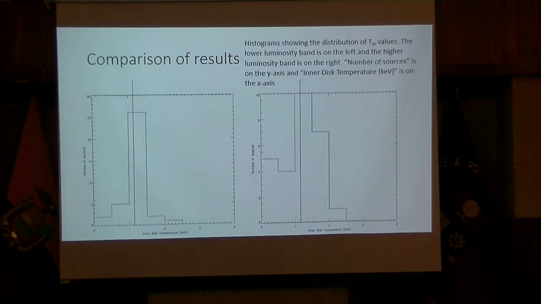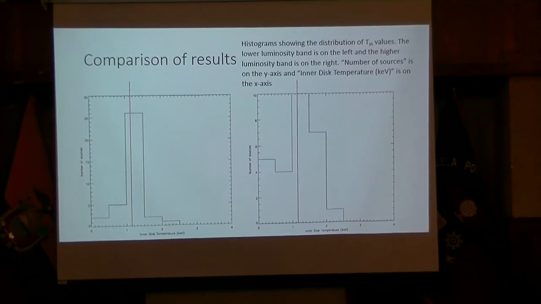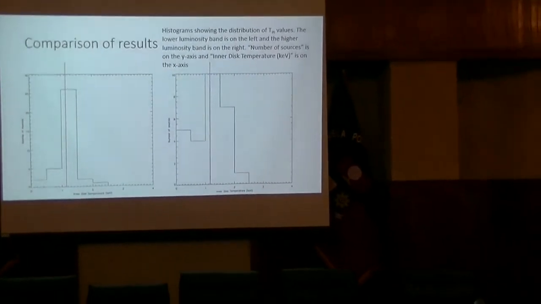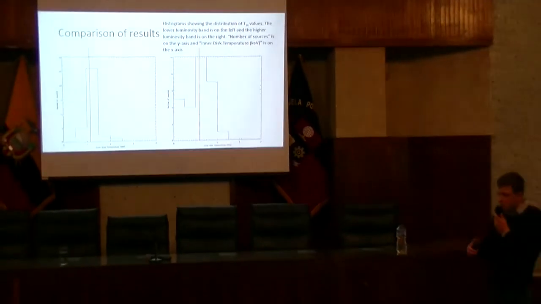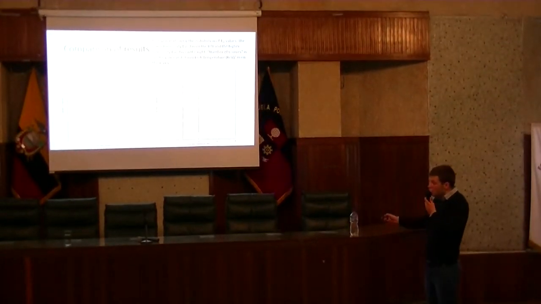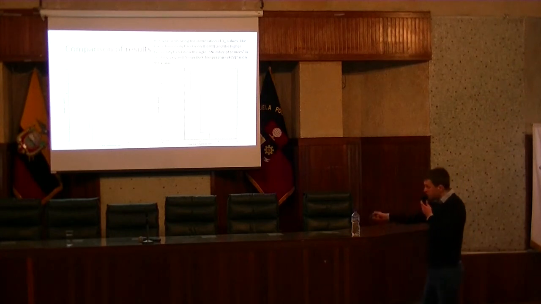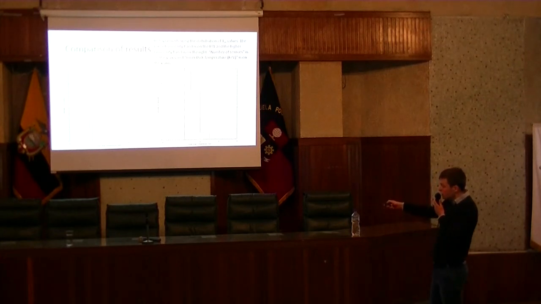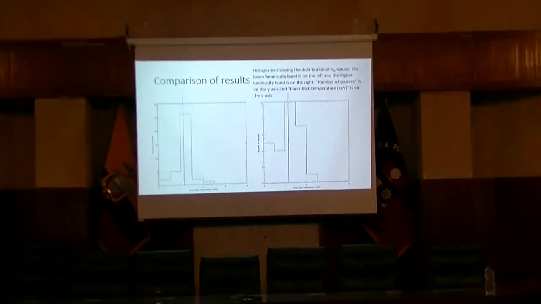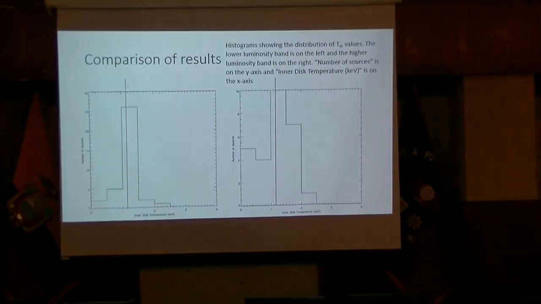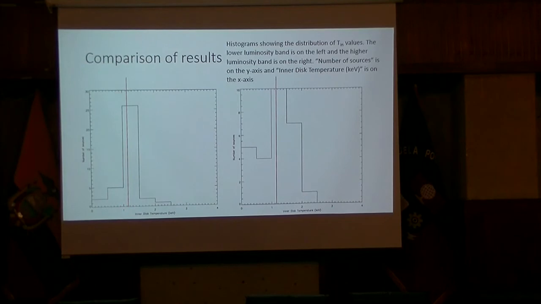So the next step I did was compare the distributions of the values. I did it for the power law and the disk black body model. And these are the results. These are histograms for the disk black body model. Here we have the number of sources, and here we have the inner disk temperature. The red line is the average value, so we can see the average is very similar, 1.13 here and 1.17 here. So within standard error, they were the same.